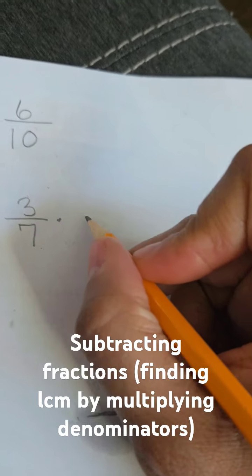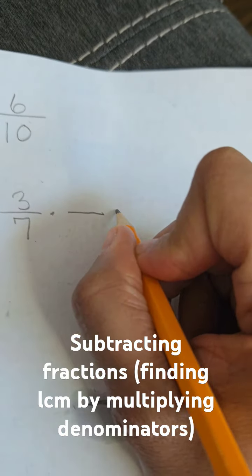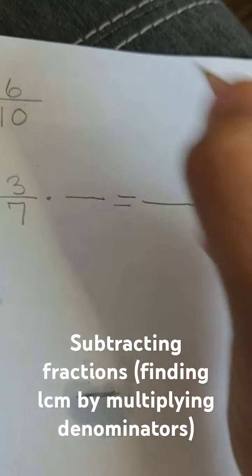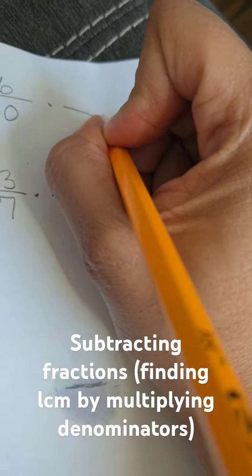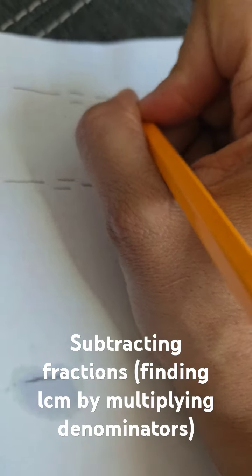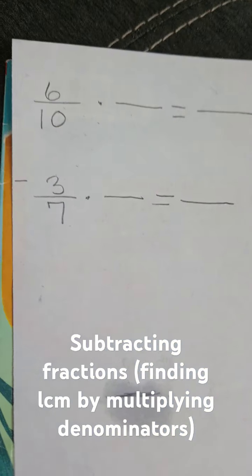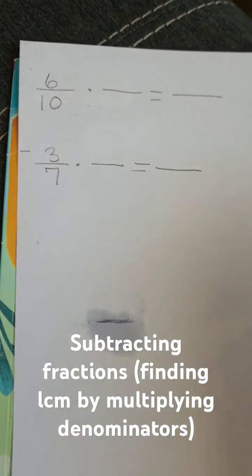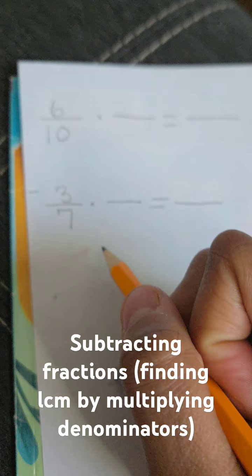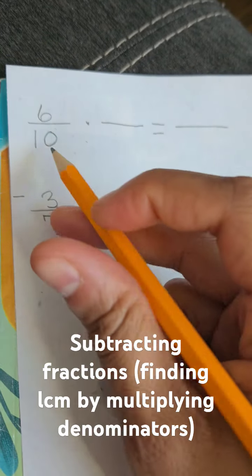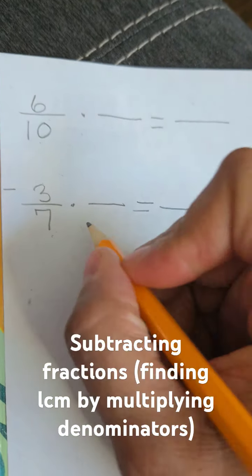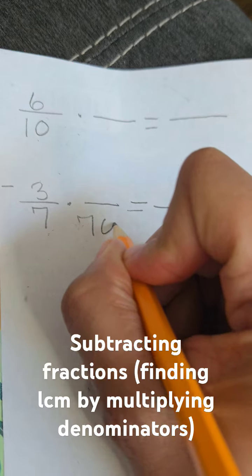You have your multiplication dot, fraction line, equal sign, fraction line. Do the same thing on the top and bottom. Multiplication dot, fraction line, equal sign, fraction line. That's just how we set up our problems to find the LCM, or the least common multiple. So like I said, you would multiply these two denominators together, and that would give you 70.